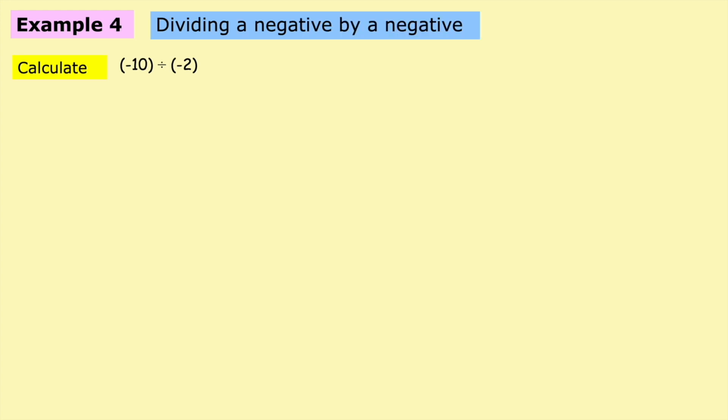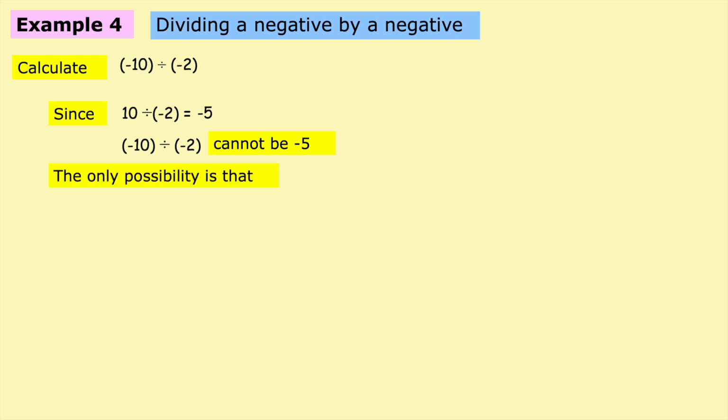Moving on to our last example, we are going to be now dividing a negative by a negative. So here we've got two negatives: negative 10 divided by negative 2. Well, similar to our other examples, if 10 divided by negative 2 is negative 5, negative 10 divided by negative 2 can't possibly be negative 5 because we've already got an answer to that question. Therefore, the only possibility is that negative 10 divided by negative 2 is 5.